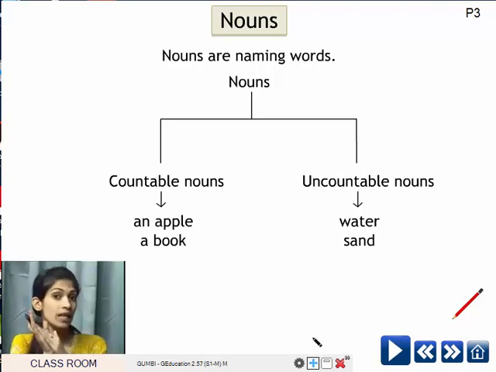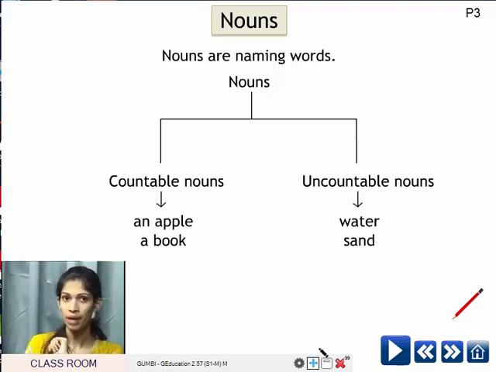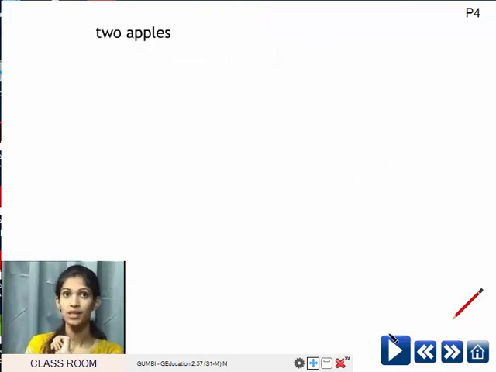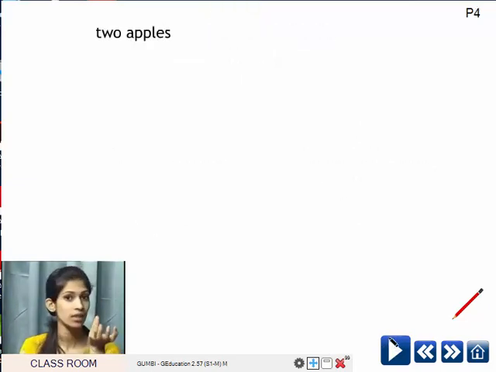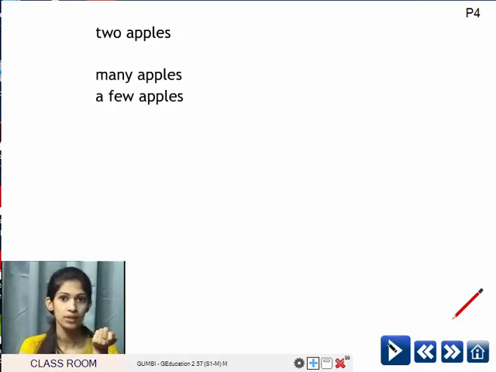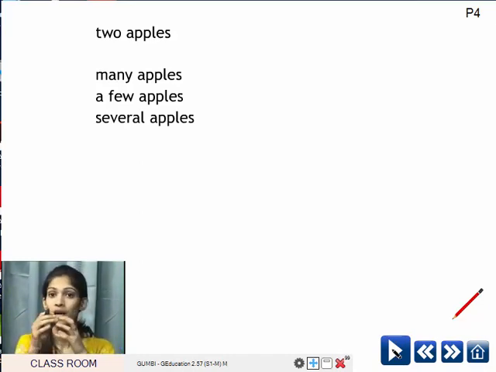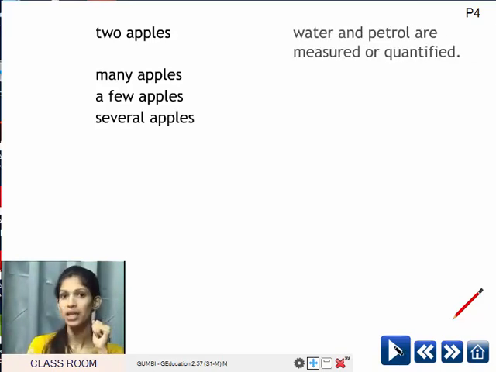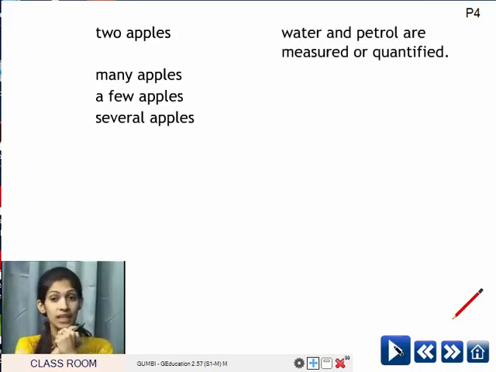Determiners are used to qualify or quantify nouns. We know how to measure countable nouns. If we take the example of apple, we can say an apple, or 2 apples, 30 apples, right? Or some apples, many apples, a few apples, or several apples. So like this we can count or measure the countable nouns. But how can we count or measure uncountable nouns? Can you measure uncountable nouns?